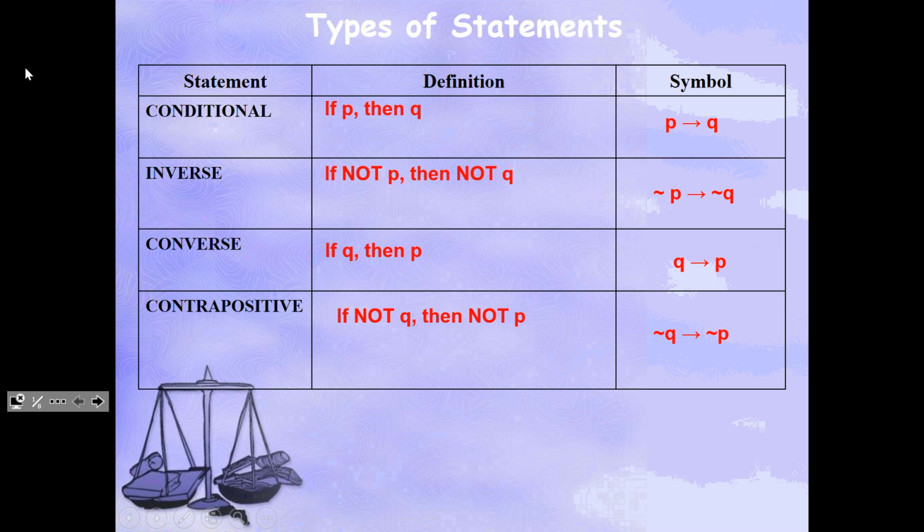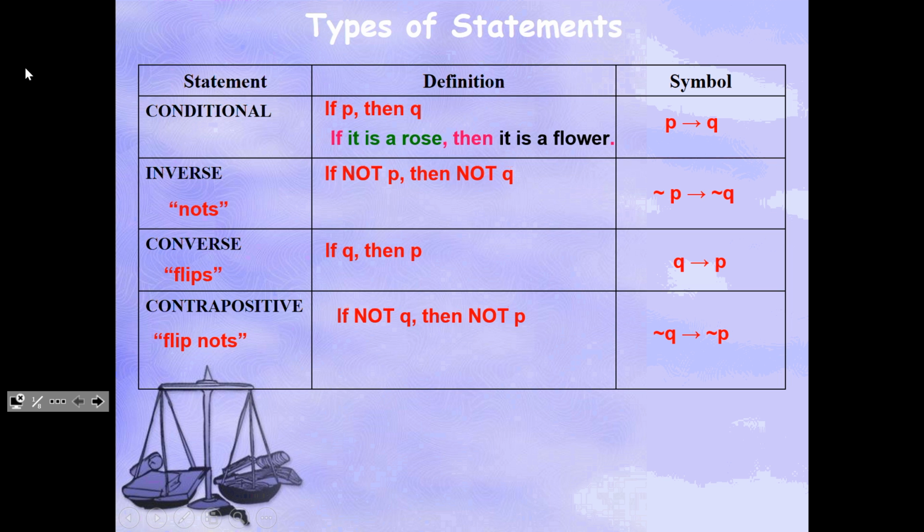All right, so let's say that our conditional statement is if it is a rose, then it is a flower. So that's what we're going to start with. If it is a rose, then it is a flower. We know that our hypothesis is it is a rose, because that's right after the word if. And we would know that our conclusion is that it is a flower because it's after the word then.